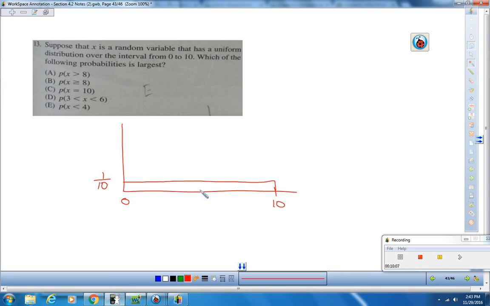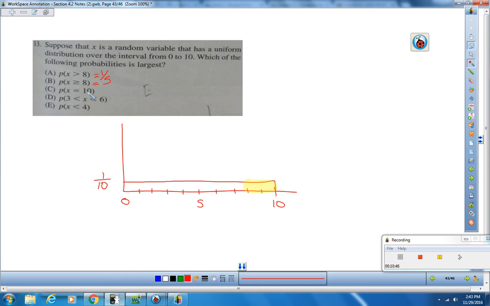Well, let's think about this. 2, 1, 7, 8, 9. Okay. Let's think about this. If I'm doing the probability that x is greater than 8, or even x is greater than or equal to 8, those two values should be the same. That's these two areas right here. Well, that area is just 2 times 1/10, the width of the interval times the height of the interval, which is 1/5. So both of these probabilities are identical at 1/5. And I'm assuming if they're identical, that they're not going to be an answer.